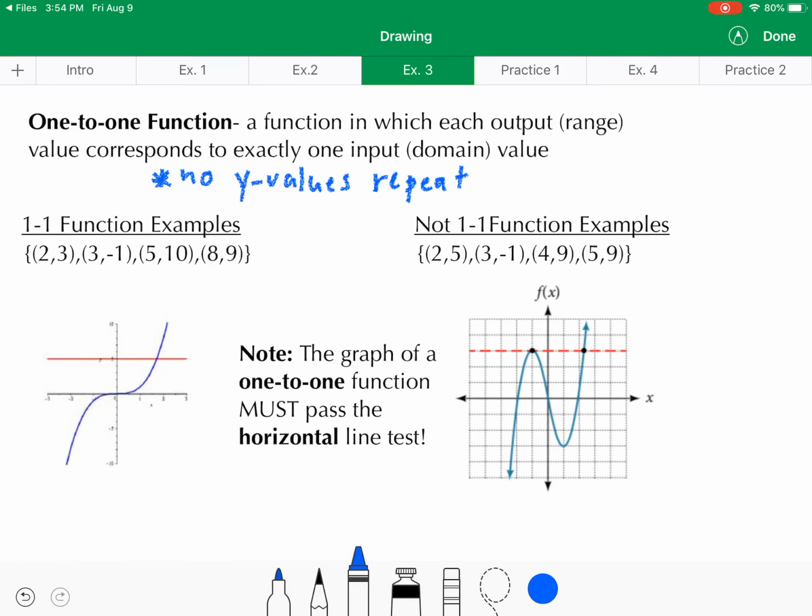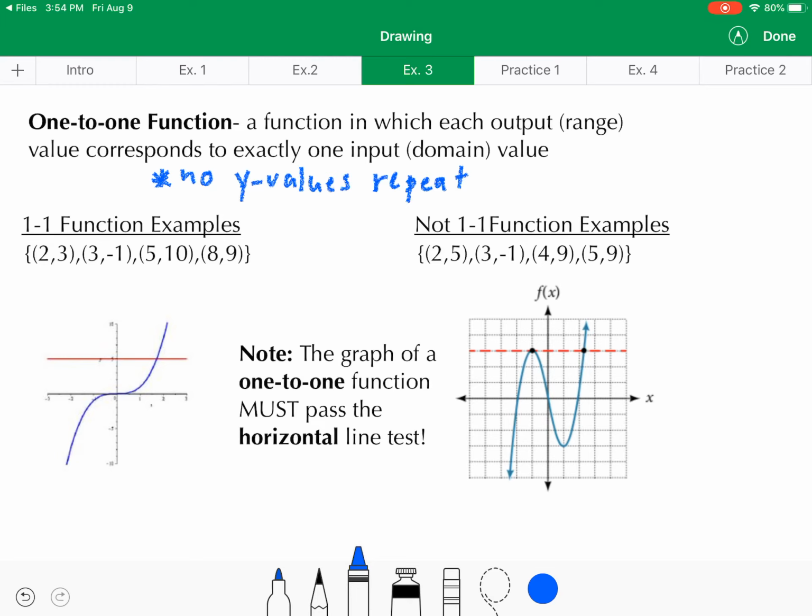Okay, so you have relations. Some relations can be functions, and then some functions can be further classified as one-to-one functions. To be one-to-one, your x values can't repeat, your y values can't repeat. There's one x for every one y, and one y for every one x. Over on the left are two examples of one-to-one functions.